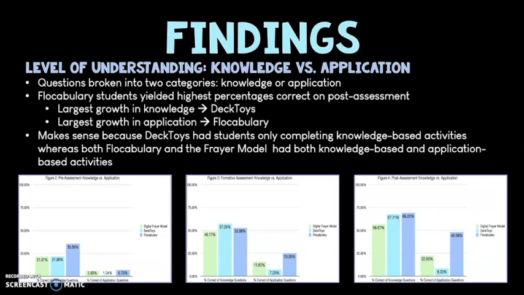The data showed that Flocabulary students yielded the highest percentage of questions correct in both categories on the post-assessment. But it was also interesting to note that students who used Dectoys had the largest amount of growth from pre to post assessment with knowledge-based questions, while Flocabulary yielded the largest percentage of growth in application questions. When looking back at the activities these tools had students completing, these are logical results because Dectoys focused solely on knowledge-based practice, while Flocabulary and the Frere model gave students opportunities to practice both knowledge and application type questions.